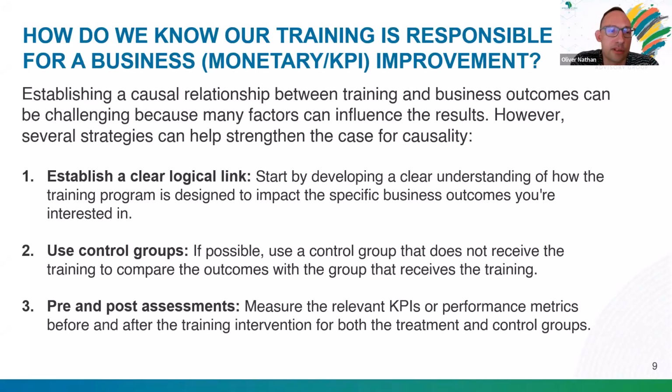This is an incredibly important slide, and you will have the slides shared with you. But I asked the question, and I posed this to you earlier, how do we know that our training is responsible for a monetary or a KPI-based improvement? Establishing, and we're going to need to put our statistician hats on now, establishing that causal relationship between the training and business outcomes can be challenging because of so many different factors that could potentially influence the results. However, several strategies can help strengthen this case for causality.